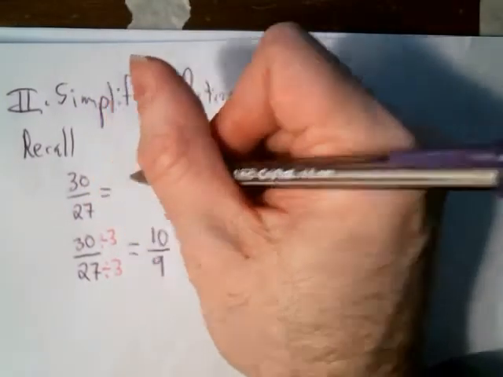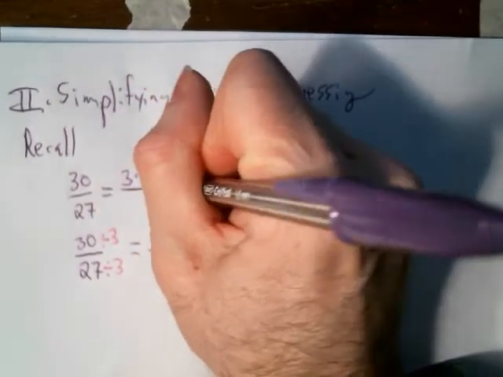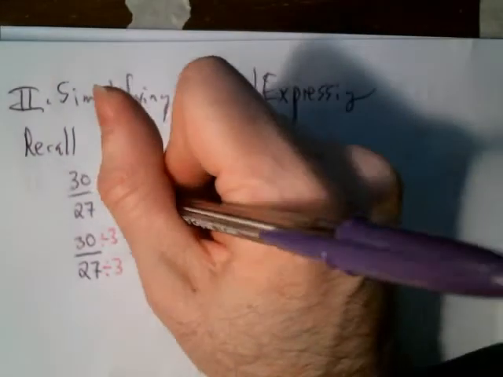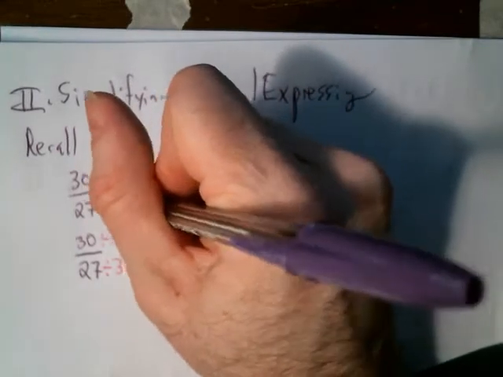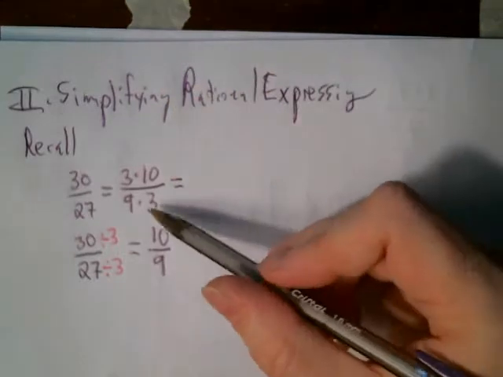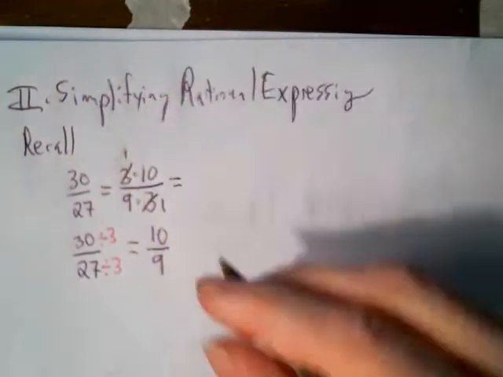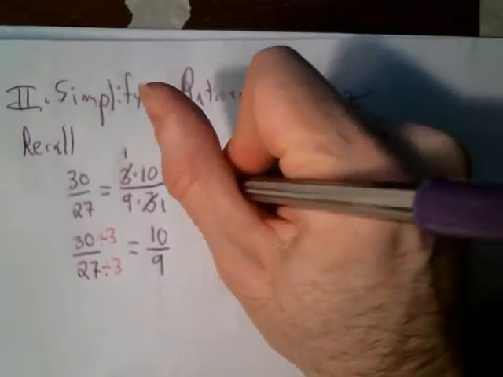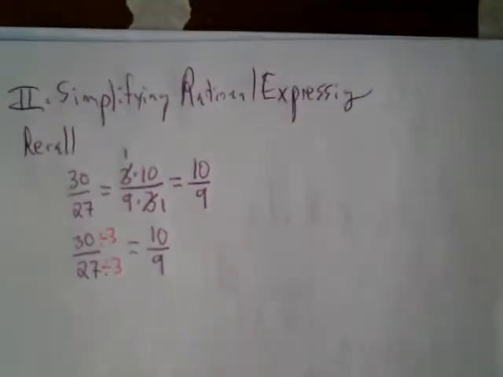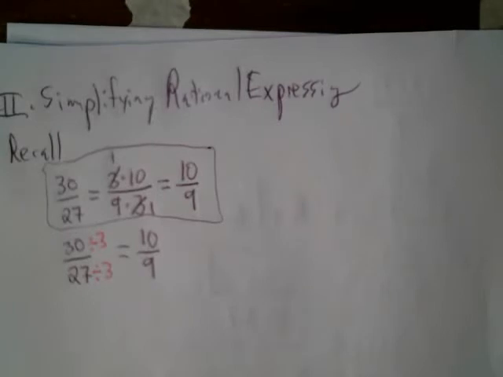You may have also learned this other way, and this is the way we want to do it now. Okay, so 30 is the same as 3 times 10. You're factoring. 27 is equal to 9 times 3. And then you see the common factors here and here. 3 over 3 is the same as 1 over 1. And then you're left with the 10 over 9. It's this process here, which is more similar to the process with the variable version.